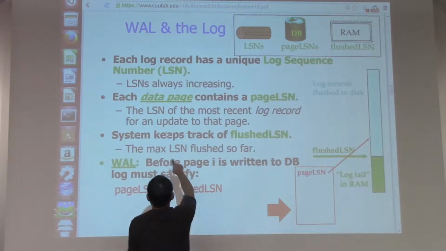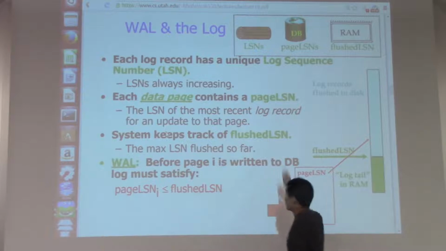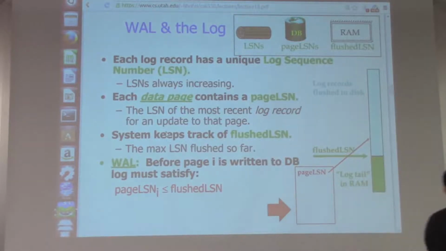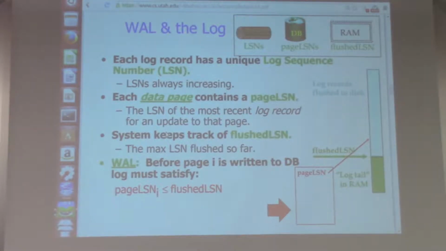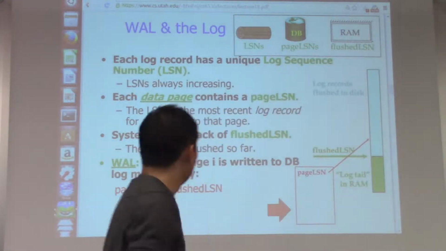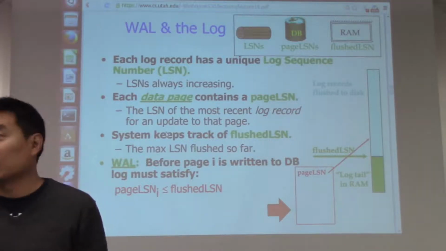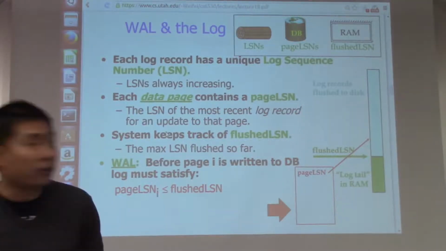Okay. And the system, meaning the DBMS, keeps a global value called flushedLSN. It's a single value. And what it says is the max log sequence number of all log records that have been pushed to disk so far, has been flushed so far.